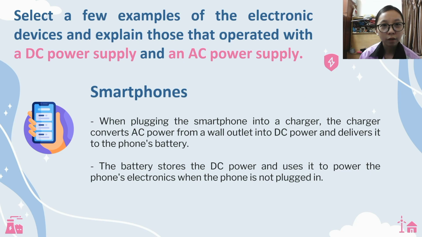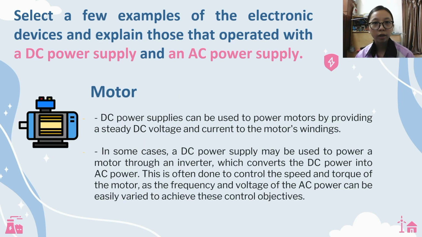One of the examples of electronic devices that operate with a DC power supply and an AC power supply is the smartphone. When plugging the smartphone into a charger, the charger converts AC power from a wall outlet into DC power and delivers it to the phone's battery. The battery stores the DC power and uses it to power the phone's electronics when the phone is not plugged in.